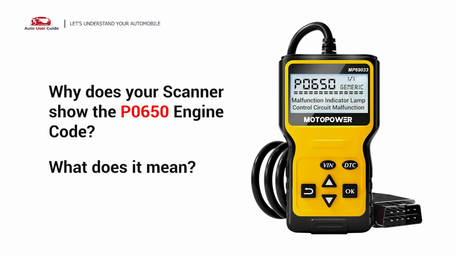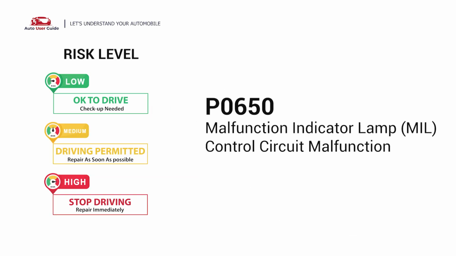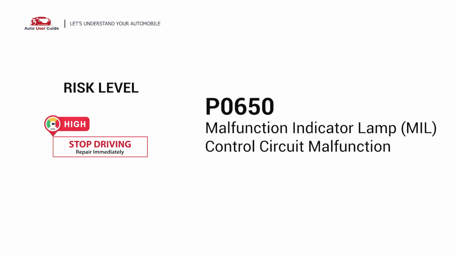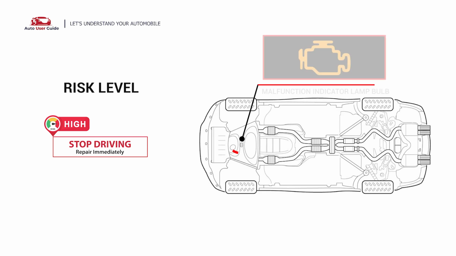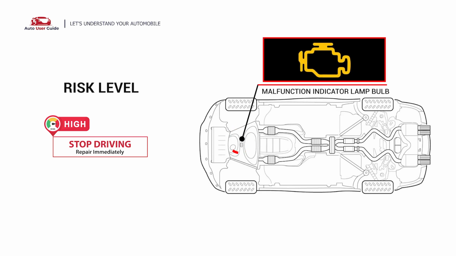Why does your scanner show the P0650 engine code? What does it mean? P0650 is a diagnostic trouble code for malfunction indicator lamp control and circuit malfunction. It indicates a malfunction in the malfunction indicator lamp, also known as the check engine light. This code is stored when the vehicle's computer detects a problem with the MIL control circuit.